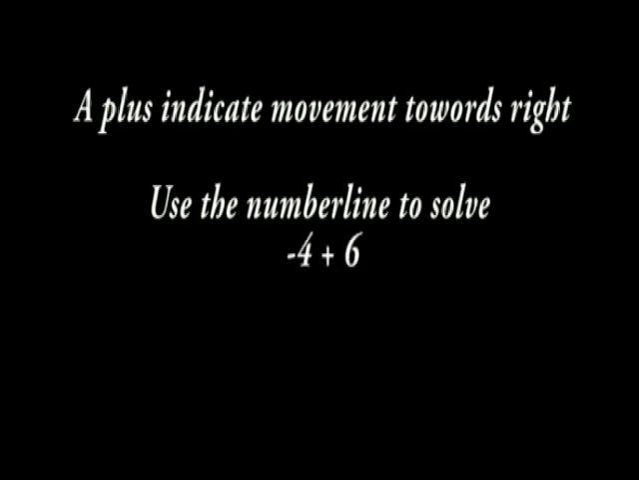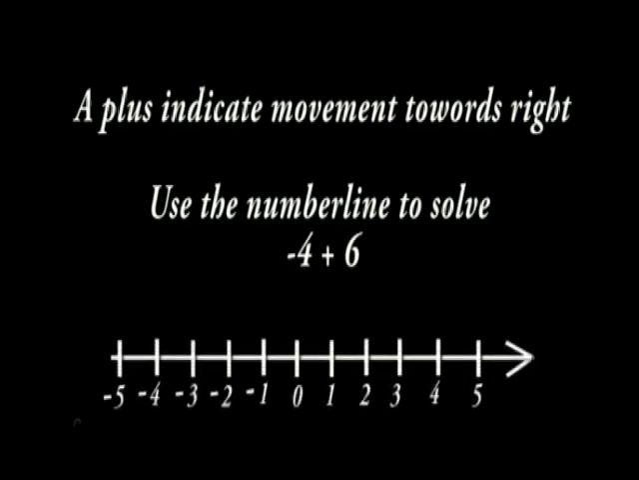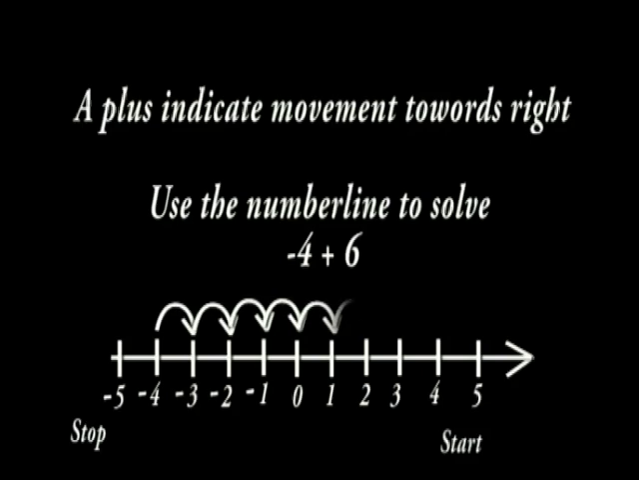A plus, on the other hand, indicates movement to the right. For example, use the number line to solve -4 plus 6. Means from -4 we move 6 steps towards right, and our answer is +2.